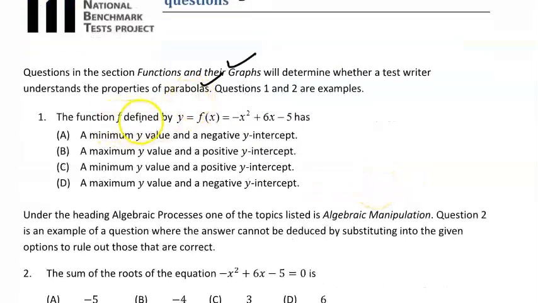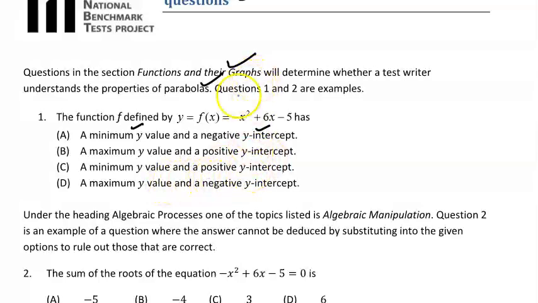It says a function f is defined by y equals f of x equals minus x squared plus 6x minus 5. They're asking us about minimum values and y-intercepts. The options are a minimum y value and a negative y-intercept, a maximum y value and a positive y-intercept, or a minimum y value and a positive y-intercept, a maximum y value and a negative y-intercept.